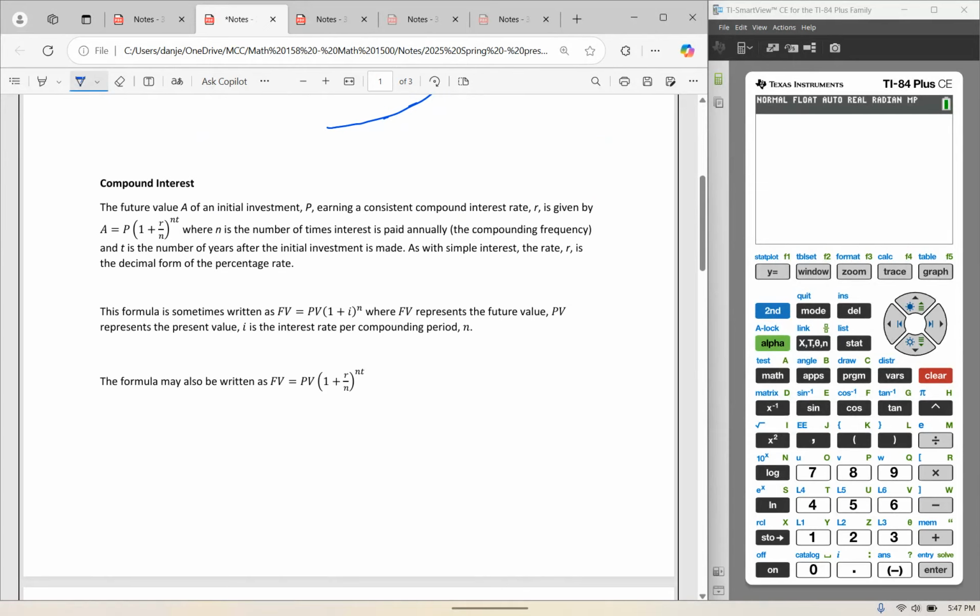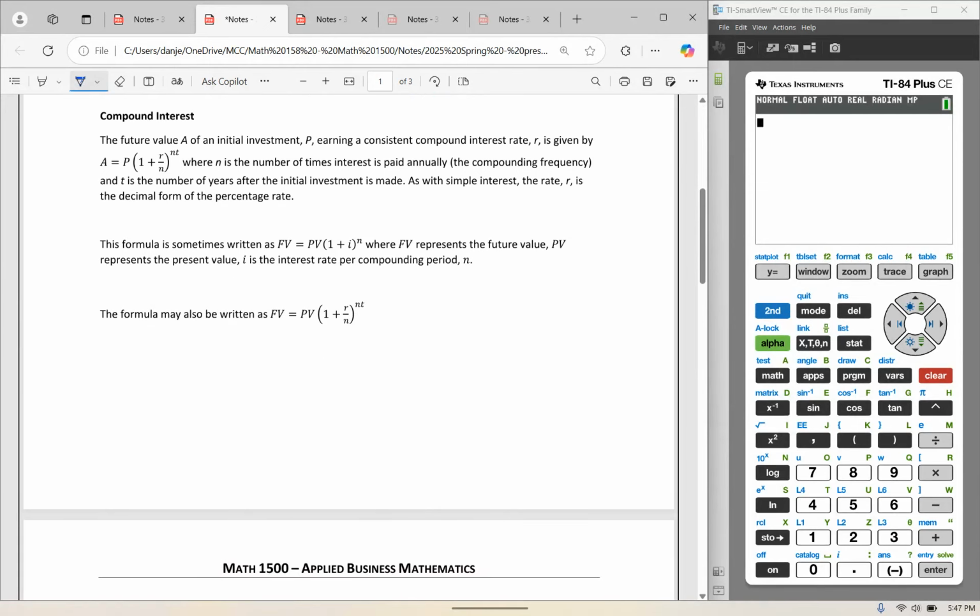So let's look at some compound interest. The future value A of an initial investment P. So again, A is the amount in the future. P is the principal or the present value. Consistent compound interest rate R. R is the interest rate. N is the number of times per year that the interest is paid, the compounding frequency. And then T is the number of years that your investment is made. And so you see the formula right here. A is P times 1 plus R over N to the NT.